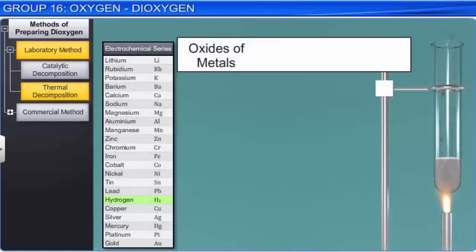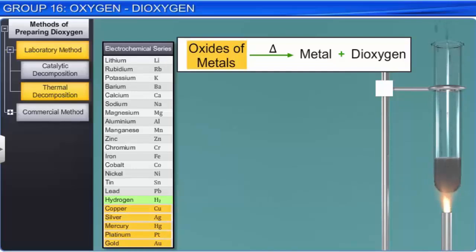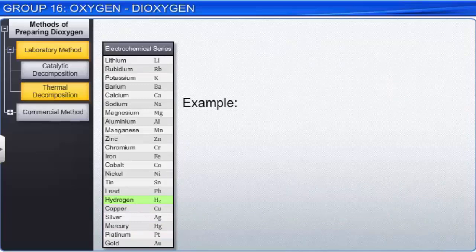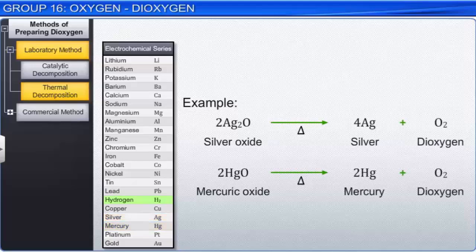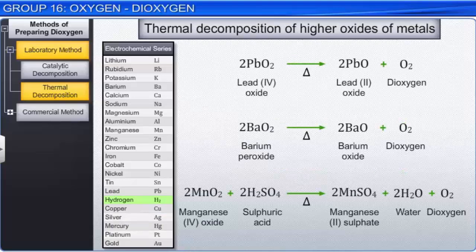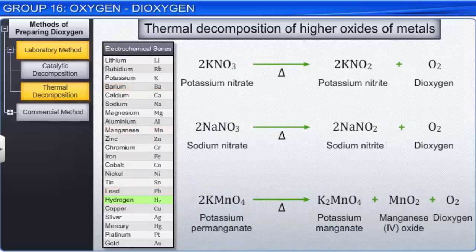The other laboratory method is the thermal decomposition of oxides of metals from the lower part of the electrochemical series. For example, the thermal decomposition of silver oxide or mercuric oxide gives dioxygen. Dioxygen may also be obtained in the laboratory by heating the higher oxides of some metals like lead, barium, and manganese. The thermal decomposition of salts rich in oxygen, such as nitrates, for example, potassium nitrate or sodium nitrate, and permanganates, for example, potassium permanganate, also yields dioxygen.